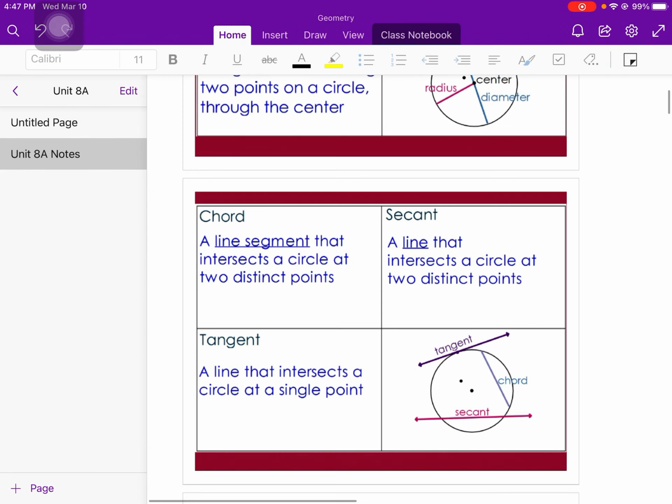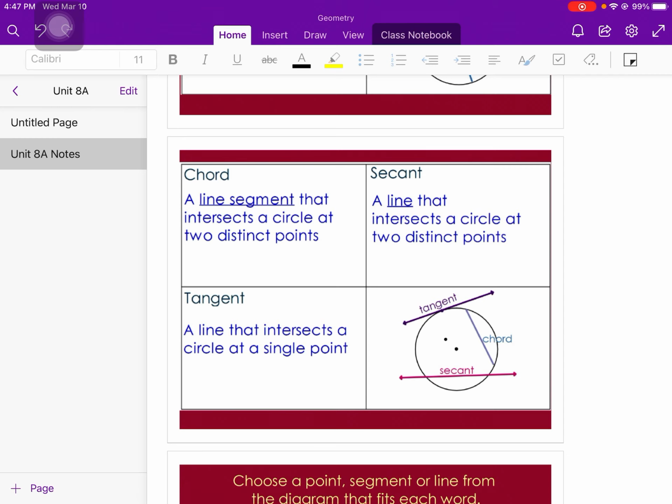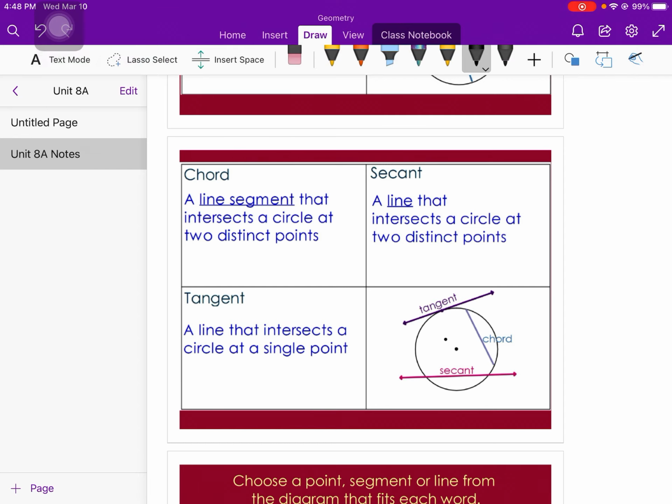The next part, these are some of the newer parts. The first one is a chord. A chord is a line segment that intersects a circle at two distinct points on the circle. It is not going to go outside of the circle. That is one thing you've got to be careful of. A chord is on the circle between two different points. Technically, the diameter is a chord, but the specification to be a diameter is it has to go through the center. General chords don't usually go through the center.